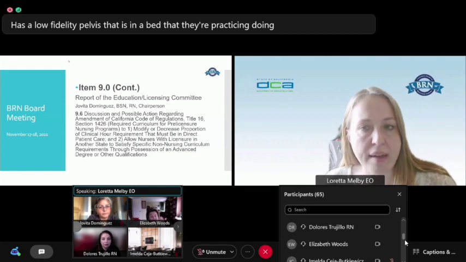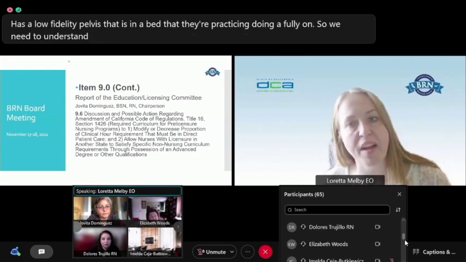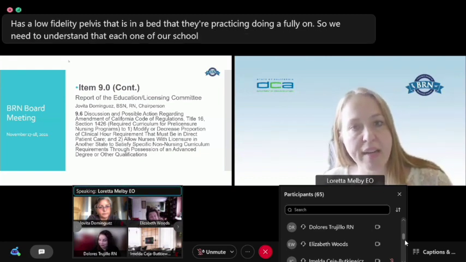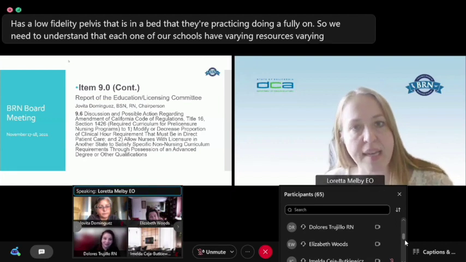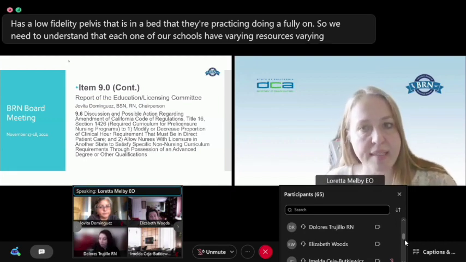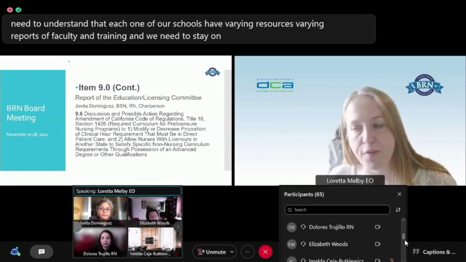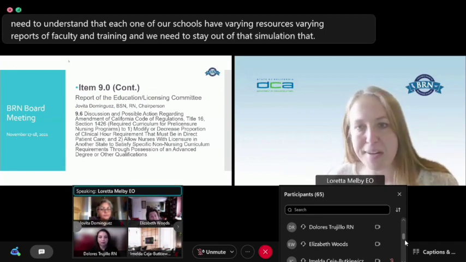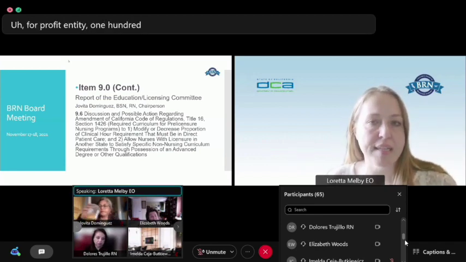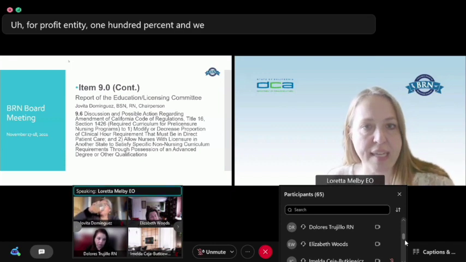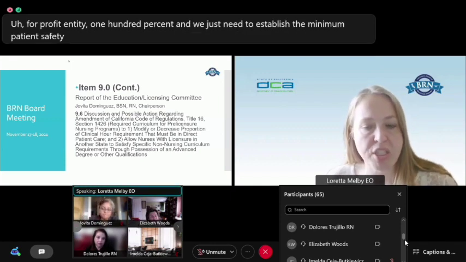So we need to understand that each one of our schools have varying resources, varying reports of faculty and training, and we need to stay out of that simulation. That is a for-profit entity, 100%. And we just need to establish the minimum patient safety, which would be a direct patient care standard.